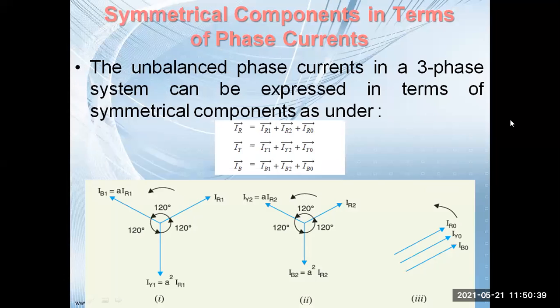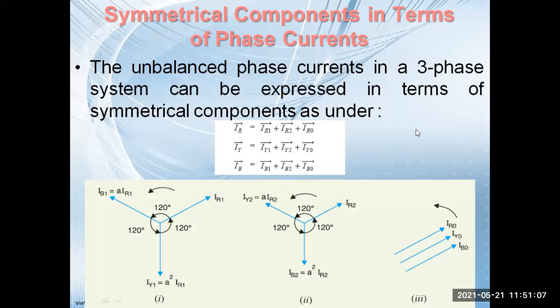Now we know, as we did in the last class, that the unbalanced phase currents in a three-phase system can be expressed in terms of the symmetrical components. Any phase current, it may be R phase, Y phase, or B phase, can be expressed in terms of the sequence component currents. What are the sequence component currents? That is the positive sequence current, the negative sequence current, and the zero sequence current.